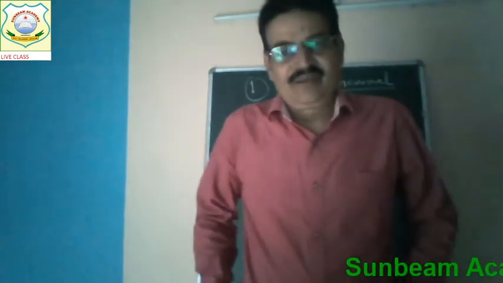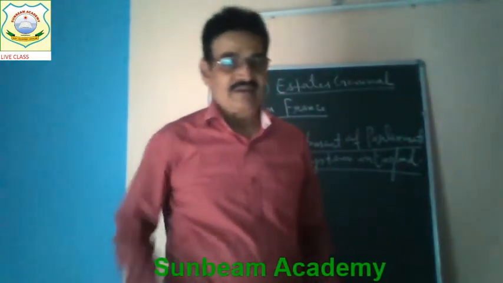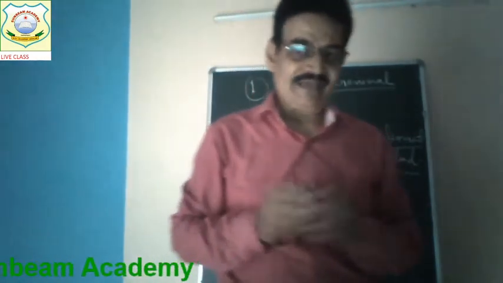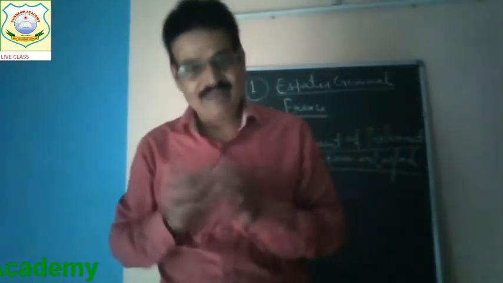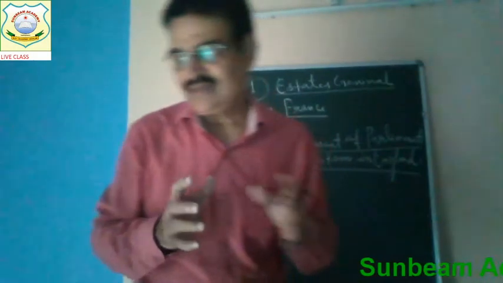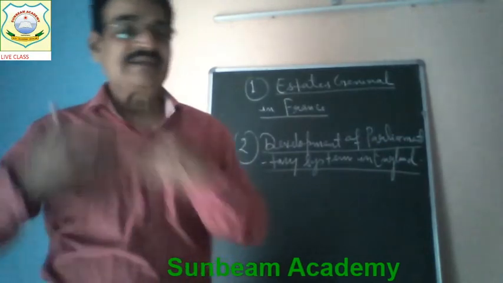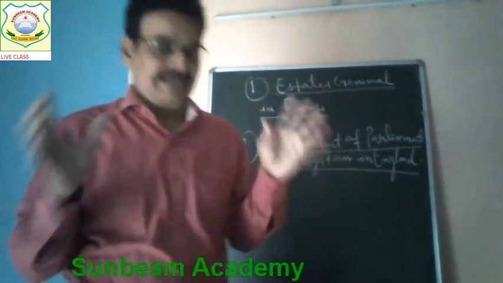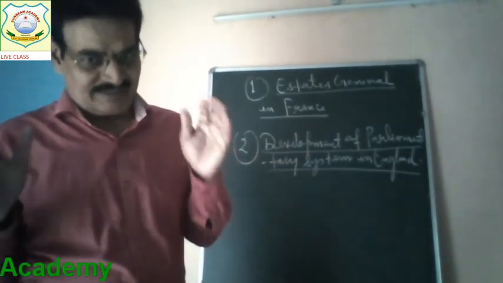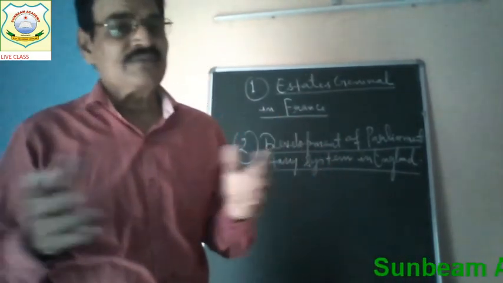Now, today we are going to give the final touch to this chapter, the three orders. Understand, students? So far, we have studied how the new social segments emerged in European society. And now we see how trade and commerce and the monetary system developed in the European countries, and this led towards the destruction of the feudal system.